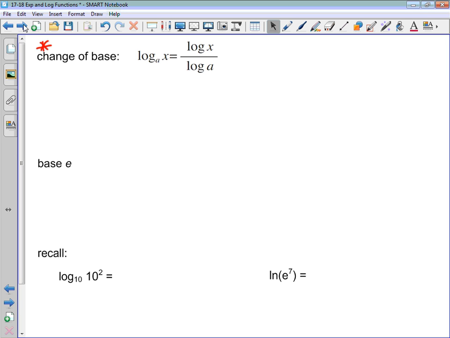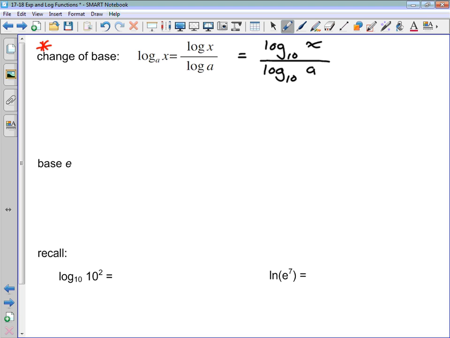So when I write something like this, log x over log a, if I don't show a base there, like I don't say this is base 2 or base 5, what base do you assume that this is? Base 10. So you could think of this as log to the base 10 of x over log to the base 10 of a.